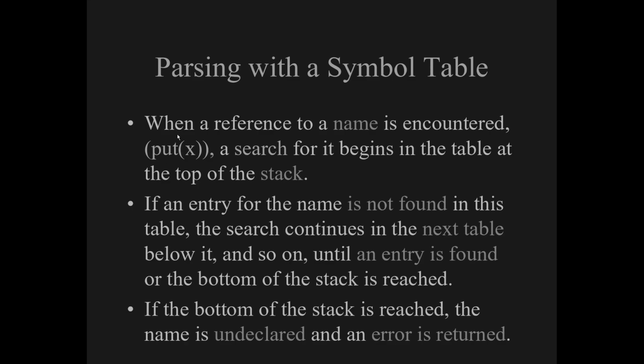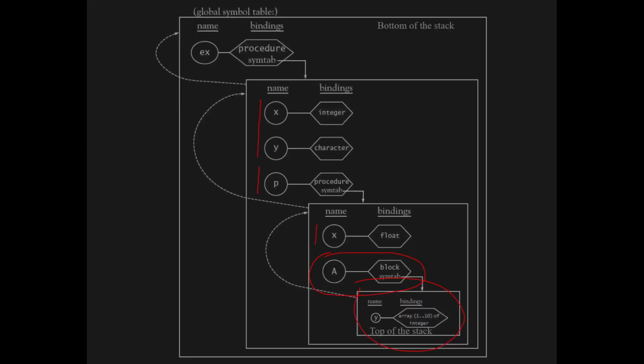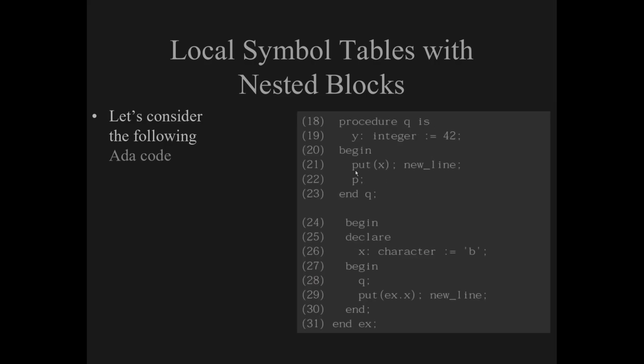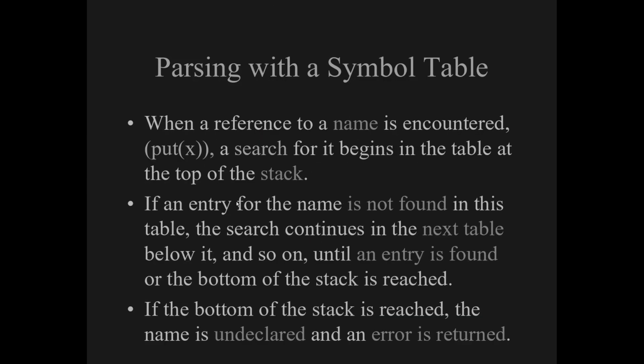Moving on. When a reference to a name is encountered, for example, the call to the put function, so where is it? Here. A search for it begins at the top of the stack. And if it's not found in the table at the top of the stack, then it's going to go to the next table and the next one, until the bottom of the stack is reached. And if you still cannot find X, for example, then it must be that X hasn't been declared, and so it's going to return an error.